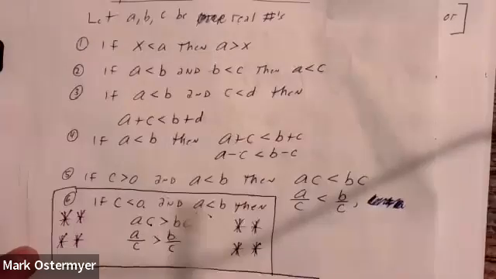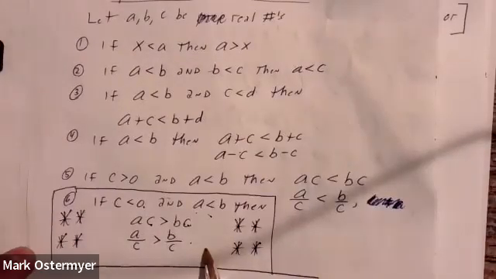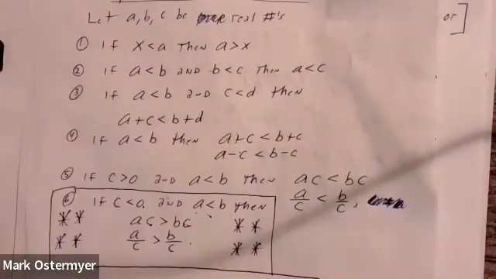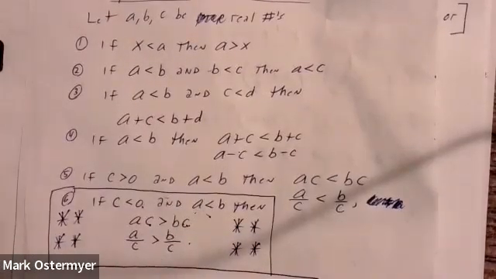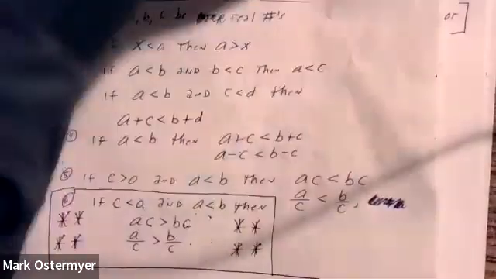Just remember, it's the last property you have to be careful with and try to remember. If you ever multiply or divide both sides of an inequality by a negative number, make sure you flip your inequality symbol around. It's that last property you have to be the most conscious of.